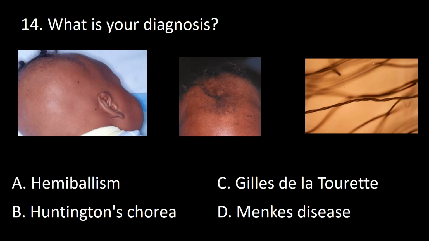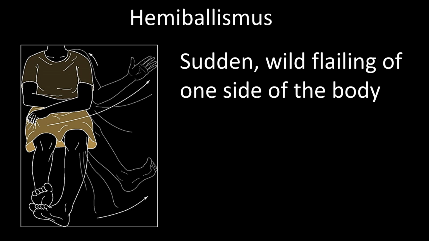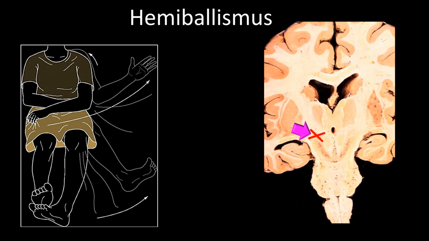Next question. Please take a look at this figure and make a diagnosis. A, hemiballism. B, Huntington's chorea. C, Gilles de la Tourette. D, Menkes disease. The first choice in this question is hemiballism. Hemiballism is characterized by sudden wild flailing movements involving one side of the body. It is due to unilateral damage of the contralateral subthalamic nucleus.